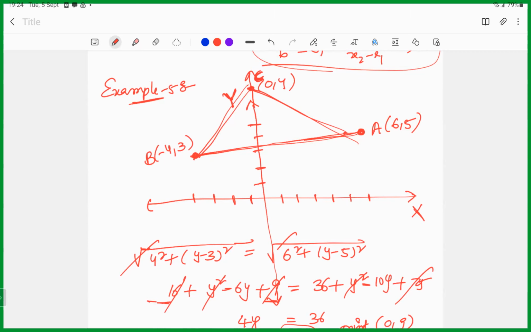So also find a point C such that AB equal to AC equal to BC. Can you find out? Understood? AB equal to AC equal to BC. Find a point C such that AB equal to AC equal to BC. That triangle will be an equilateral triangle. Find it out.